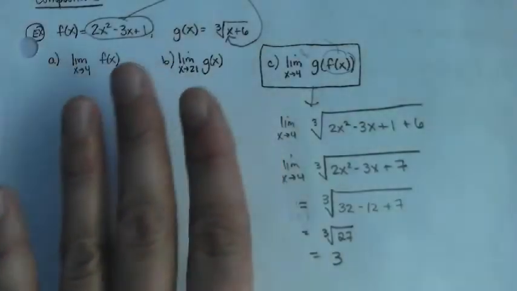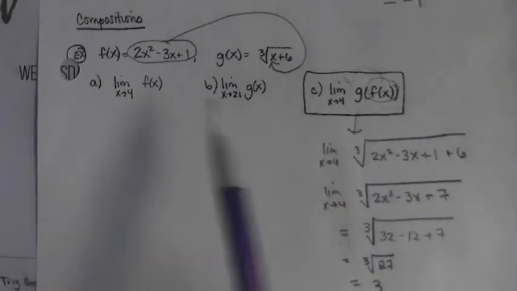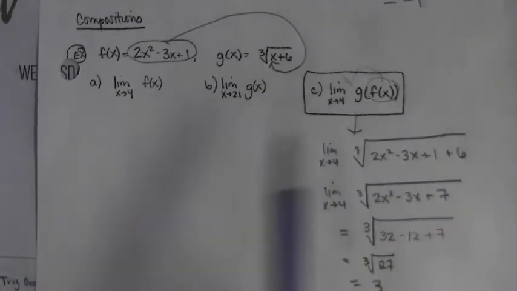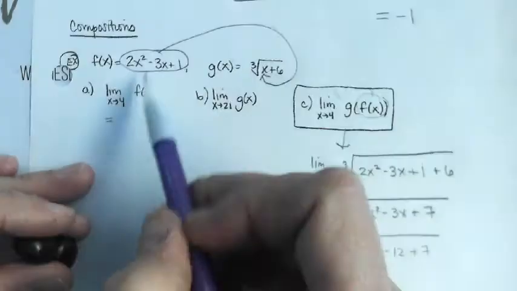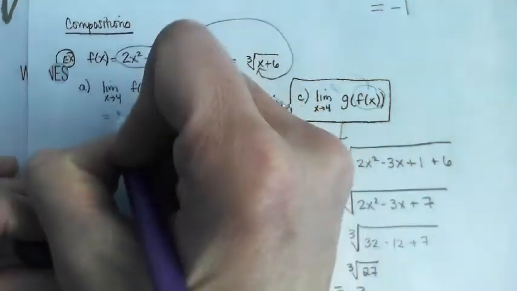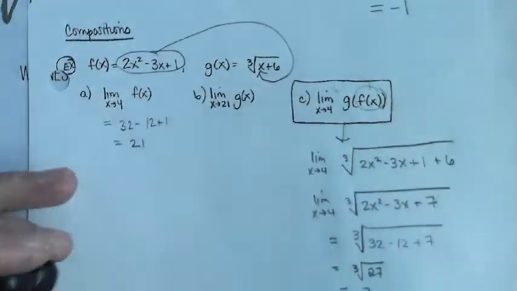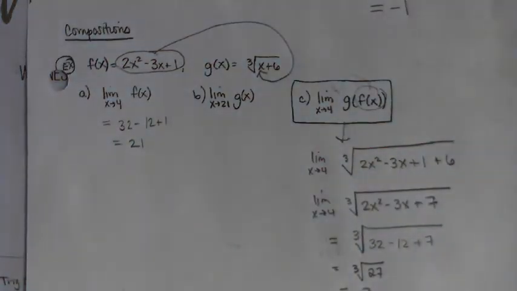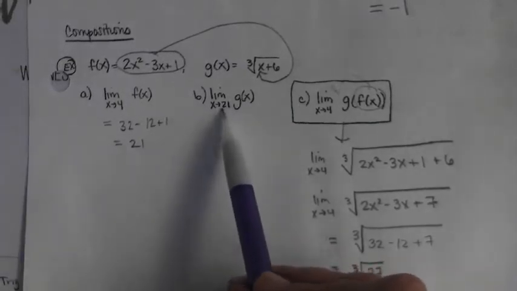So they like to illustrate splitting it up into 2 functions. So just illustrating that you can take the limit working inside out, take the limit of the f of x function first, which would just be plugging in your 4. So 2 times 16 is 32, minus 12 plus 1 puts you at 21. And then, as you would for a composition, now you find the limit of g of x as x is approaching 21.